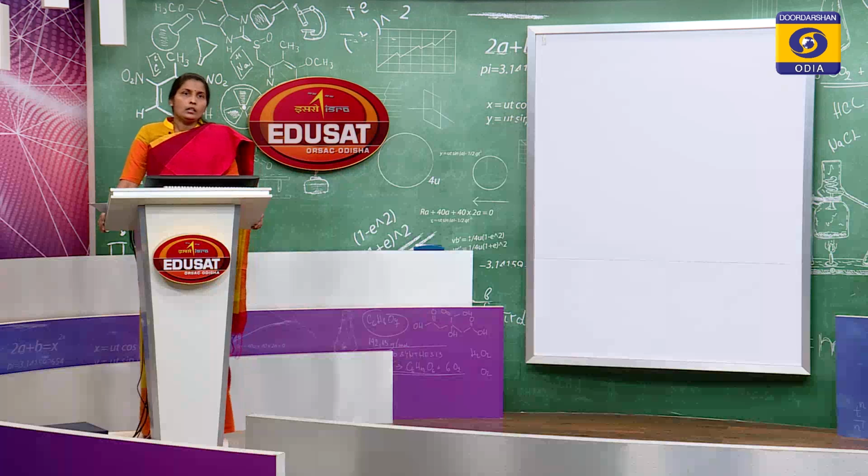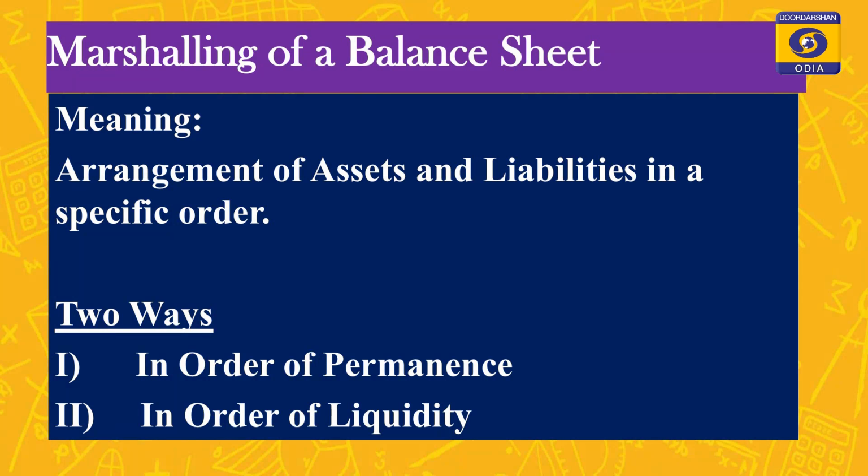Now, there is something called marshalling in case of a balance sheet. Now, what is this marshalling? Marshalling means arrangement of assets and liabilities in a specific order. So when we are arranging the assets and liabilities in a balance sheet, they have to be arranged in a particular order. In what ways can we arrange them? They can be arranged in 2 ways. First is in the order of permanence, and the second is in the order of liquidity.